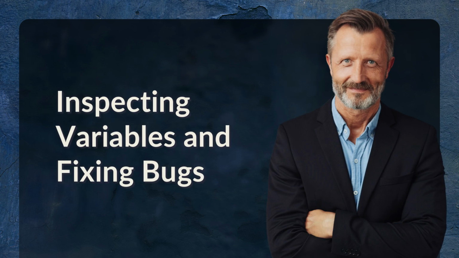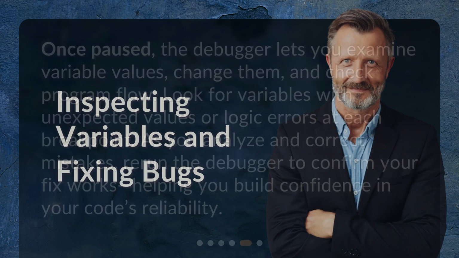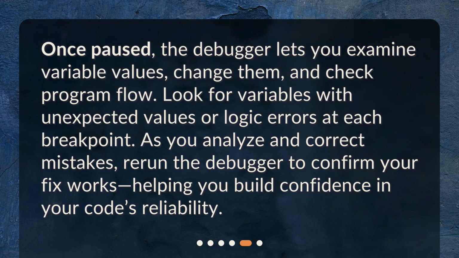Inspecting variables and fixing bugs. Once paused, the debugger lets you examine variable values, change them, and check program flow. Look for variables with unexpected values or logic errors at each breakpoint. As you analyze and correct mistakes, rerun the debugger to confirm your fix works, helping you build confidence in your code's reliability.